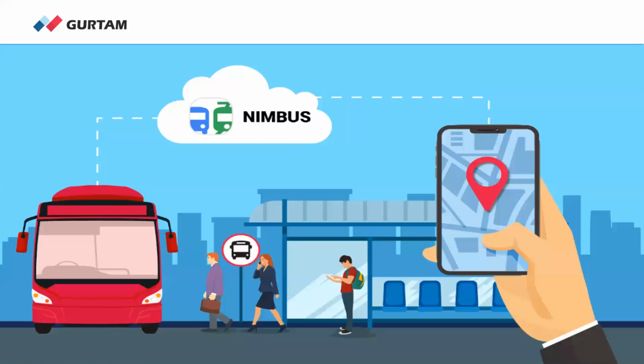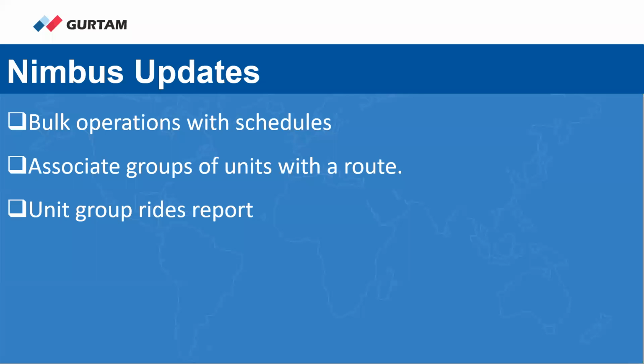Next, we will move forward with our web applications. And the first one is the Nimbus updates. This quarter, we presented bulk operations with schedules. You can now also associate groups of units with a route, and a new type of report is available, the unit group rights report.